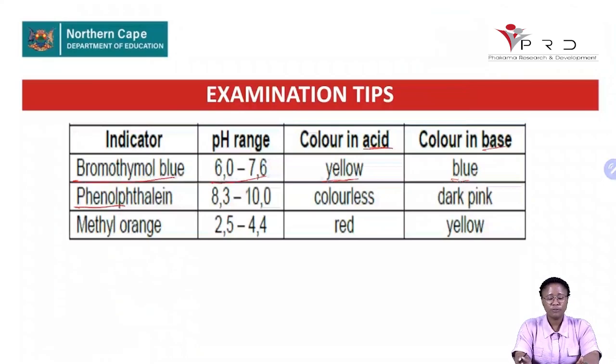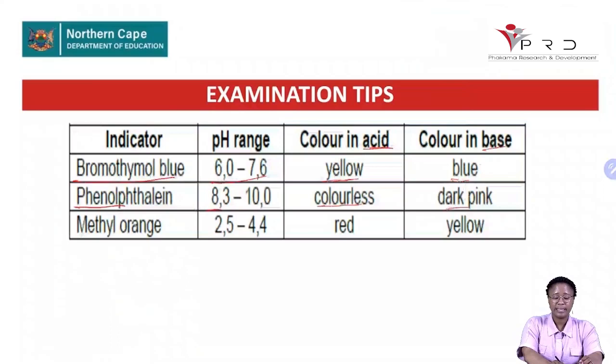And then phenolphthalein, remember, you use it when you have a strong base reacting with a weak acid. The color of this indicator is colorless in an acid, and it will turn pink when it is in a base.